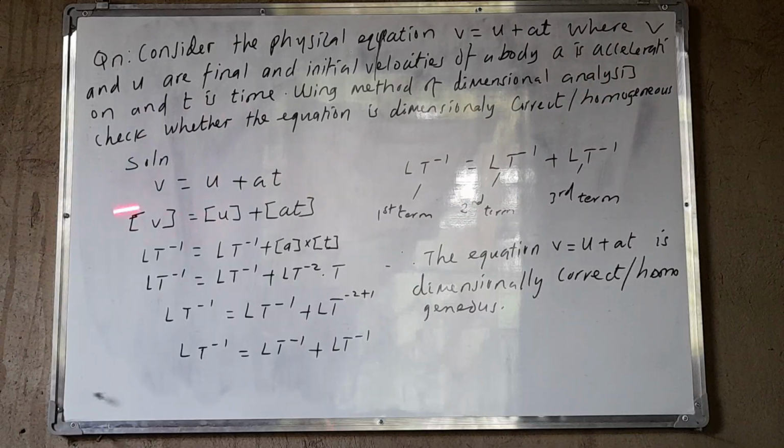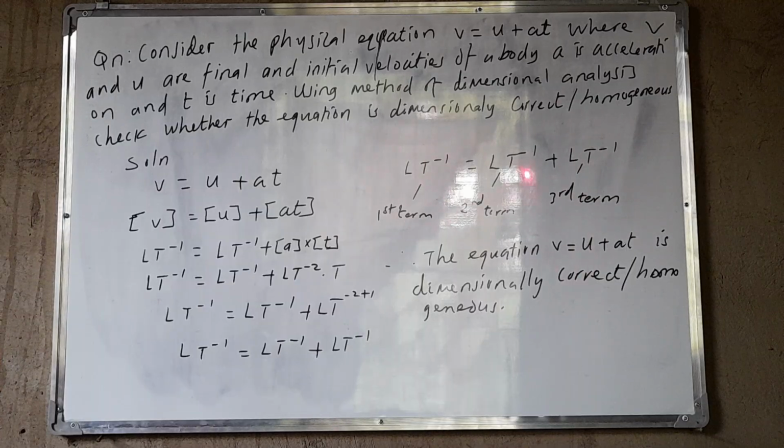It comes from our given equation v = u + at. So the dimension of v is equal to the dimension of u plus the dimension of at. The dimension of velocity is LT^-1, the dimension of u is LT^-1, the dimension of acceleration is LT^-2, and the dimension of time is T. So finally LT^-1 = LT^-1 + LT^-2+1, and the first term, second term, and third term are all the same.